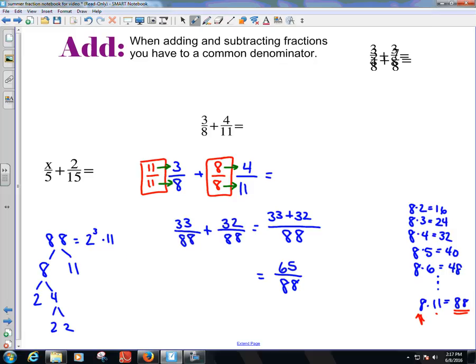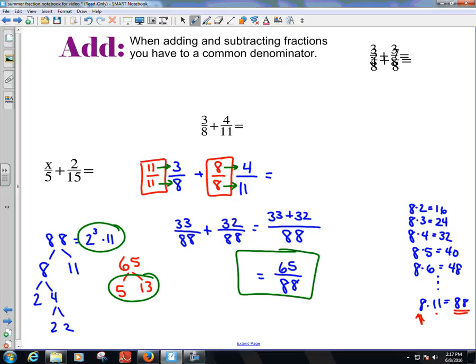Let's think about 65. So 65, well, 5 goes into 65. 5 goes into 65 13 times, and both 5 and 13 are prime numbers, which means that I can't reduce this fraction. There's nothing that these two things have in common. When I look at this and this, there's nothing in common, which means this is the final answer for this problem. So 65 over 88.